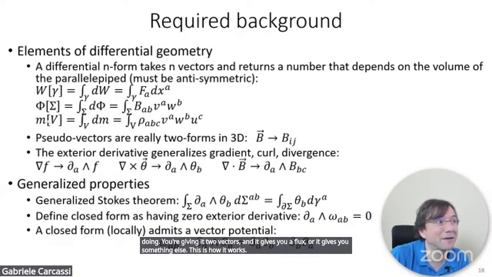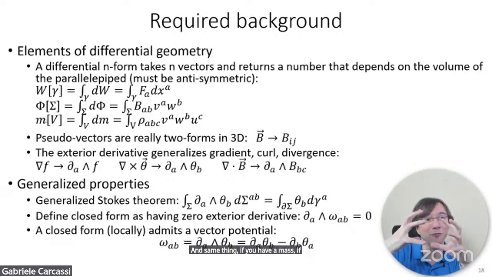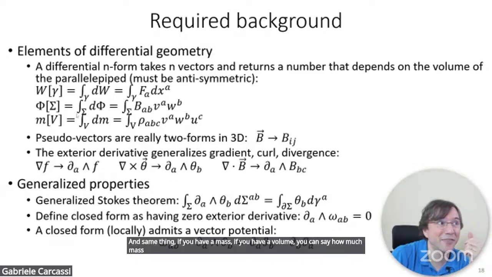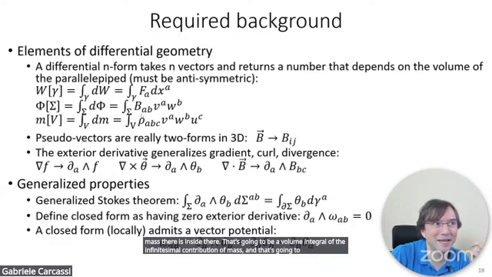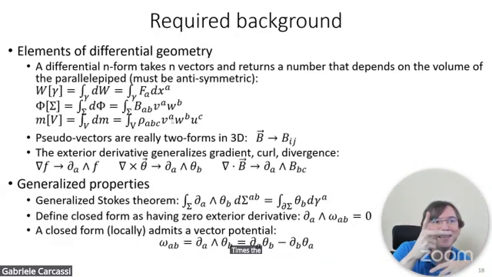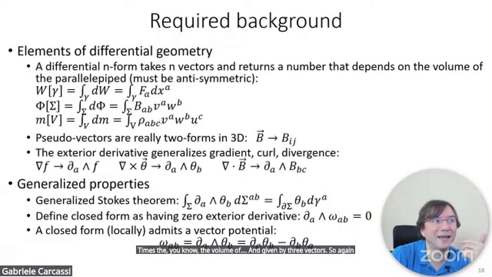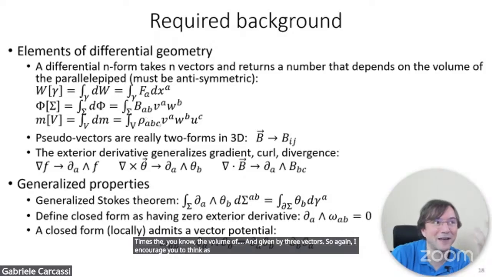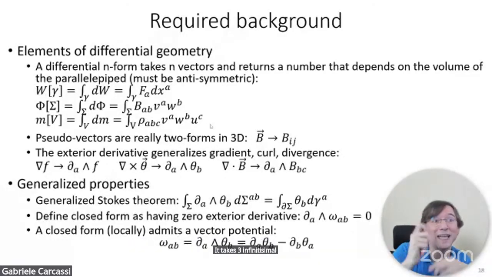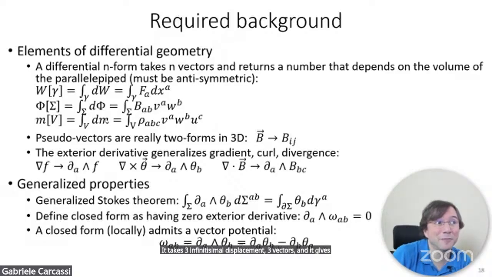And same thing, if you have a mass, if you have a volume, you can say how much mass there is inside there. That's going to be a volume integral of the infinitesimal contribution of mass. And that's going to be given by a mass density times the volume given by three vectors. So again, I encourage you to think of mass density as a function that takes three infinitesimal displacements, three vectors, and gives you the infinitesimal mass.